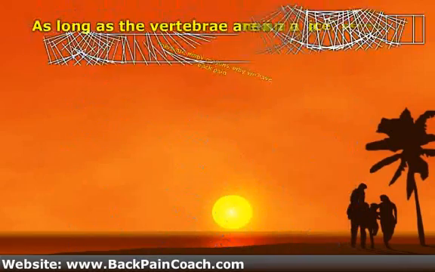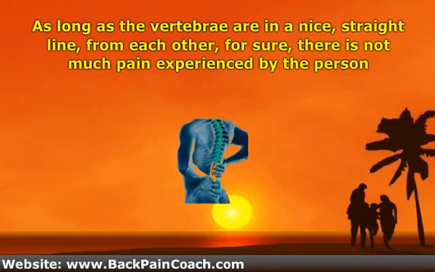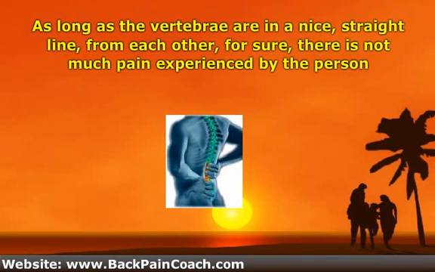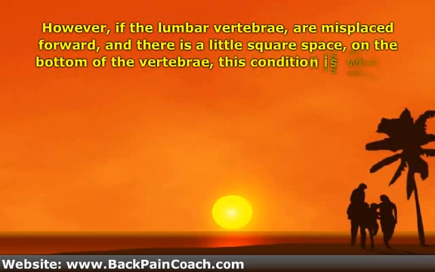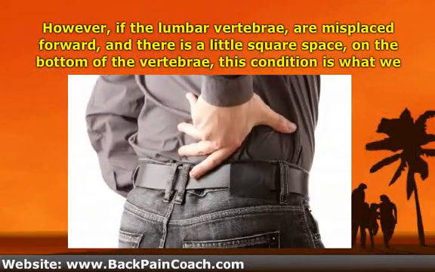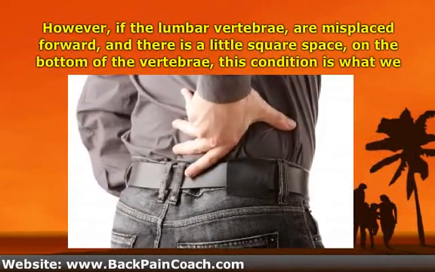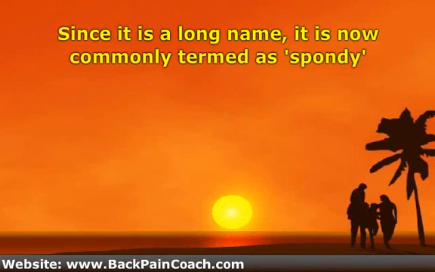As long as the vertebrae are in a nice, straight line from each other, for sure, there is not much pain experienced by the person. However, if the lumbar vertebrae are misplaced forward, and there is a little square space on the bottom of the vertebrae, this condition is what we call spondylolisthesis. Since it is a long name, it is now commonly termed as spondy.